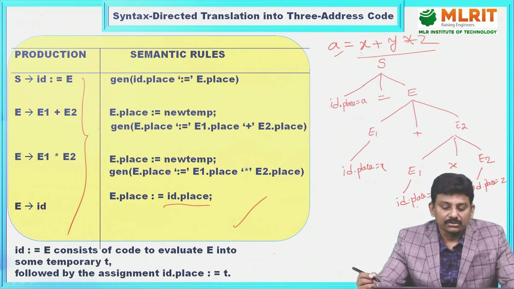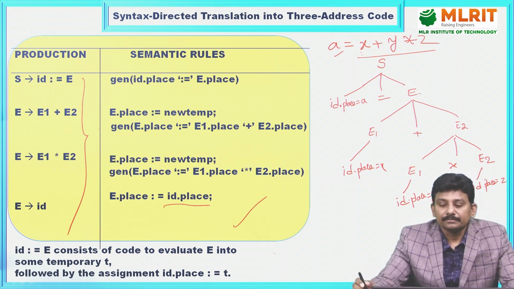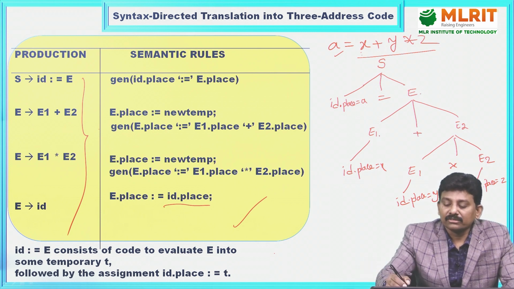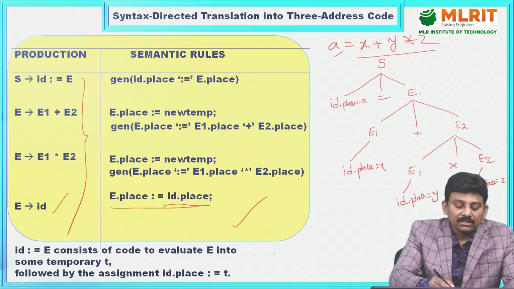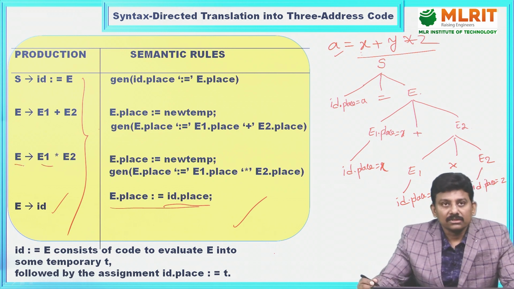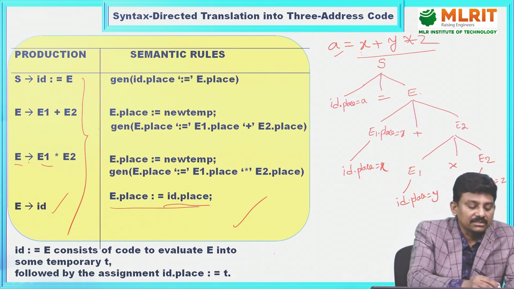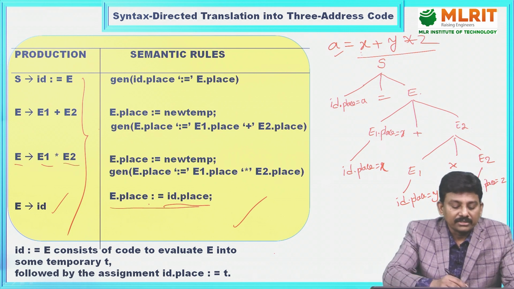Now, we will apply the rules. First, S derives ID = E. To reduce this to S, we need to find the value for this E. To find its value, we need to find the values for E1 and E2. So, first E derives ID. What is the action? E.place = ID.place, and ID.place is X. So, E1.place = X. Here E1 and E are the same symbol; E1 is an instance of E, and E2 is an instance of E. Then ID is reduced to E, that is E1.place = ID.place, that is X.